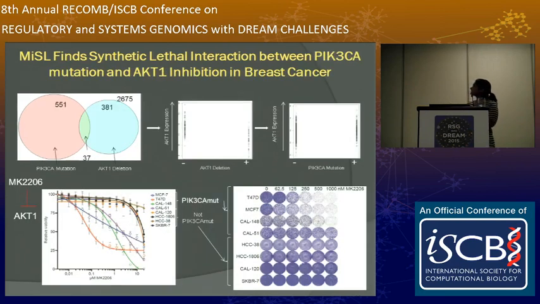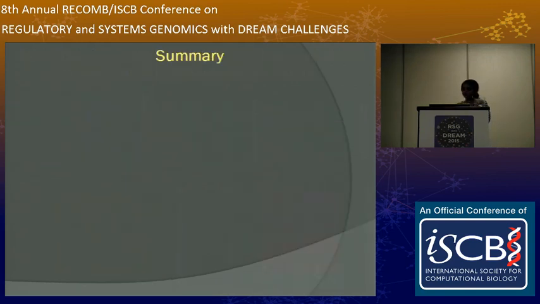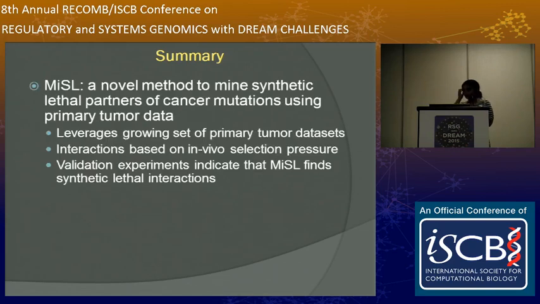This is the case in breast cancer, where MiSL discovers a synthetic lethal interaction between the PIK3CA mutation and AKT1, and we are able to validate it using a variety of assays. Just to summarize, I introduced a novel method to mine synthetic lethal interactions, and we are solely using primary tumor data. We think this is beneficial for two reasons. First, it leverages the growing set of primary tumor data sets. We expect more and more of this data to be available as it gets used potentially in clinical pipelines. And also, we are picking up interactions which are based on in vivo selection pressure, so hopefully they would be more likely to be translated in the clinic.